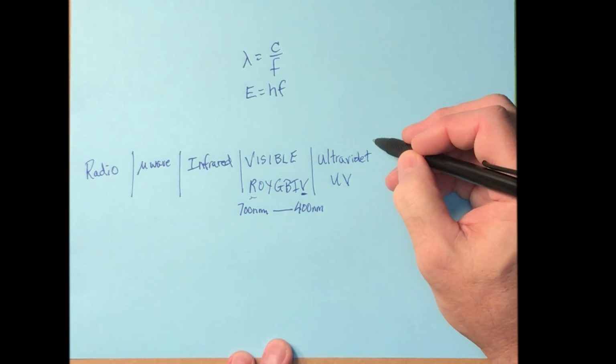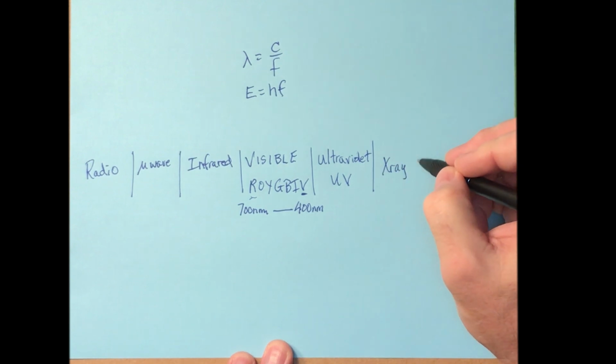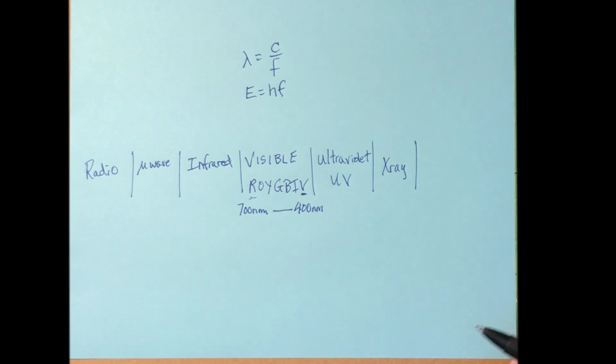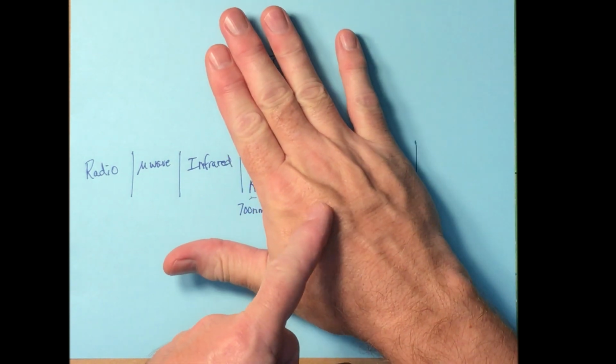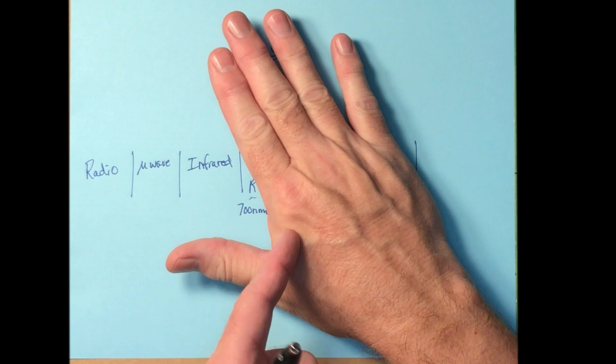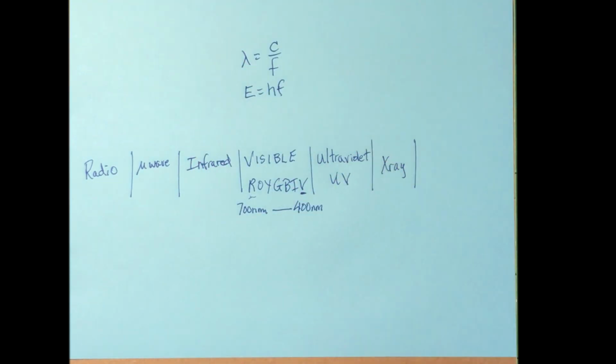Okay, after the UV region comes the X-ray region, and you're familiar with X-rays if you've ever been to a dentist and they've X-rayed your teeth, or you've broken a bone and they've X-rayed that. X-rays have the property that they can pass through the soft tissue of your skin, but the hard tissue inside blocks the X-ray, so that's why you can see inside your body. It's used as a medical diagnostic tool.